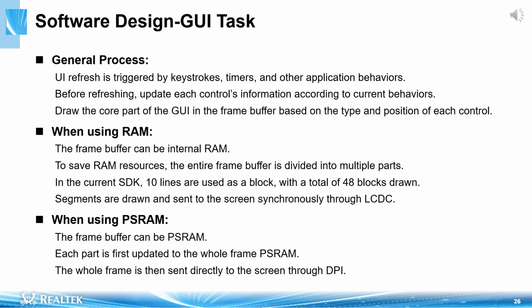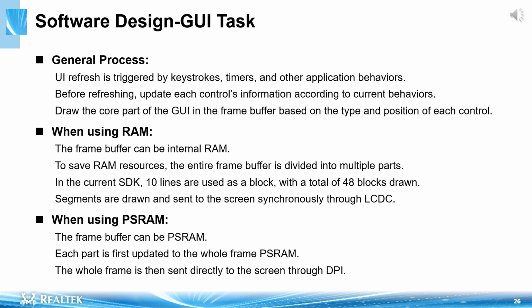The GUI task handles interface refreshing. GUI updates are typically triggered by specific events, such as keystrokes, timer expirations, or other application behaviors. Before refreshing, we update all control information based on the current system state to ensure accurate on-screen display. The core GUI components are then rendered into the frame buffer according to their types and positions. We provide 2 frame buffer implementations, RAM blocks and PS RAM full frame.